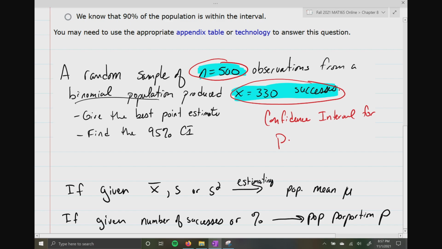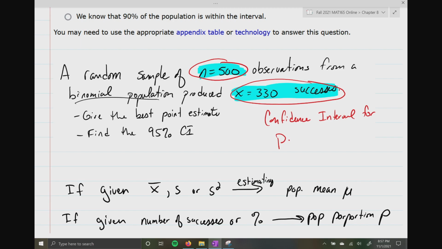Now, for the homework, it's pretty clear cut. I'm going to tell you what I want. But for the quiz, I'm not going to say as much. I'm still going to give you a lot of information. And then for the exam on chapter 8, I'm not going to say anything. I'm just going to say create a confidence interval, okay?